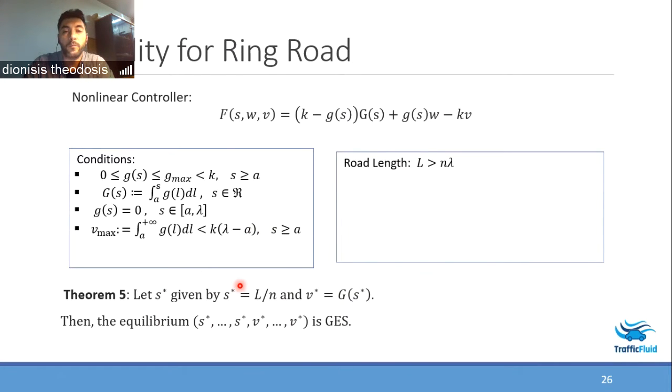Moreover, for the ring road, we have a stronger result. For any initial condition, we can converge exponentially fast to the equilibrium. Of course, again, note here that the desired distance is based on the length of the ring road and the number of vehicles.